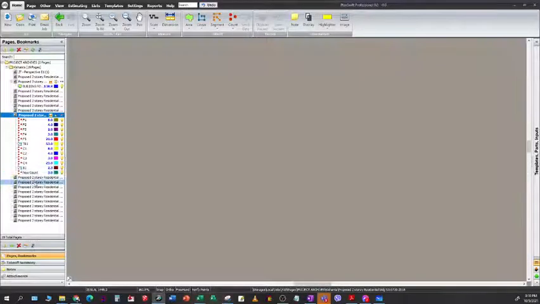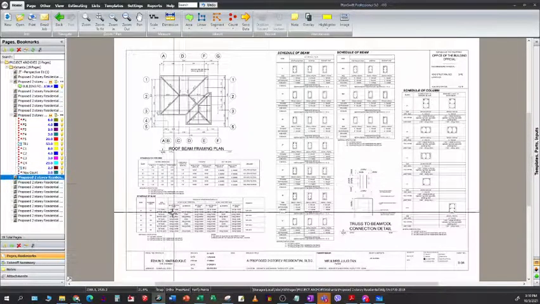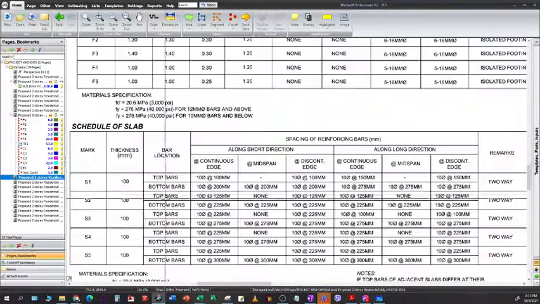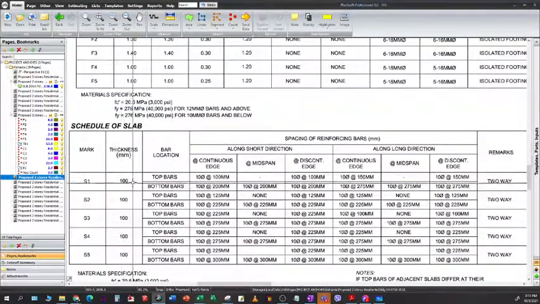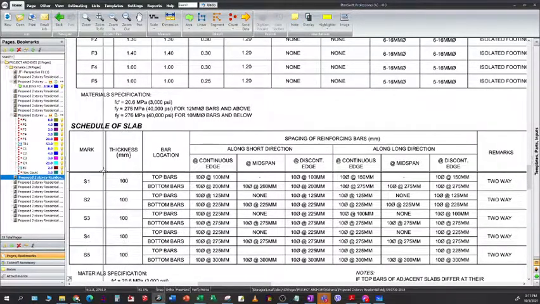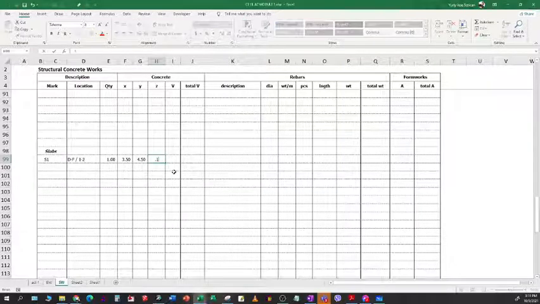So let's look at the slab schedule here. We look at S1 and look at the thickness. The thickness of S1 is 100 mm. So we have 0.1 because our units here are in meters. For the volume, a simple length times width times height will do. And for the total volume, of course, the volume of one slab times the quantity. In this case, this is just 1.